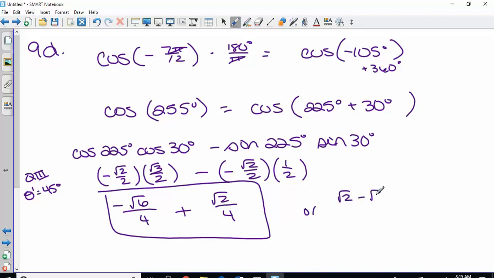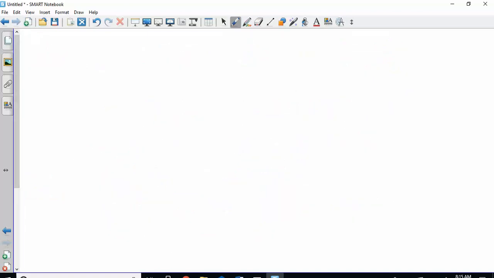Different ways you could write that, you could put them together. You could write it as radical 2 minus radical 6. Any of those are fine, they're equivalent. Are we okay with that? Okay. Number 10, we didn't ask about, but that one's just a matter of using your cosine difference formula and evaluating it. So let's look at 11.